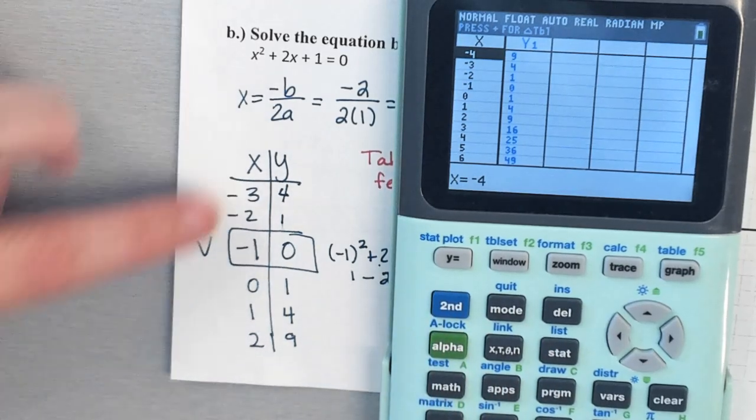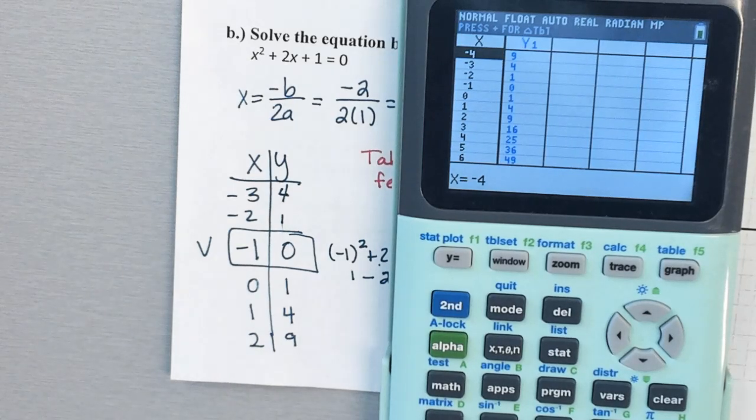Okay, and again, we're also going to plot the -4, 9. You always want that to stay in your grid.